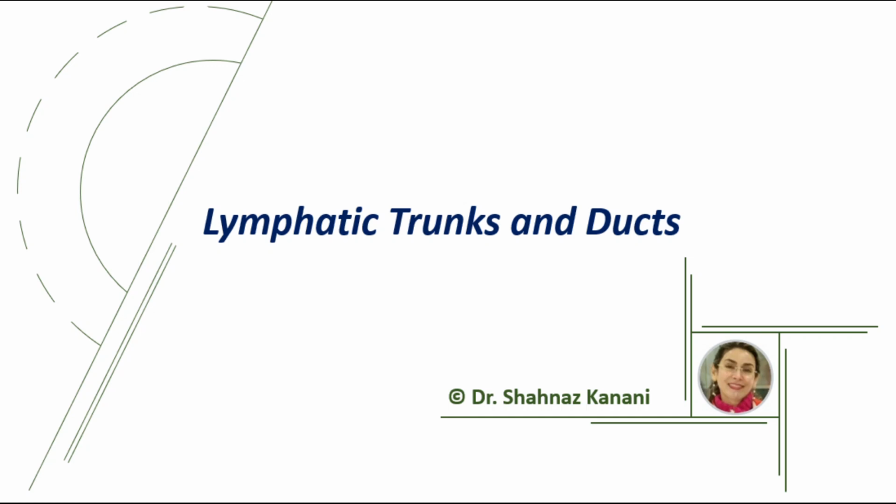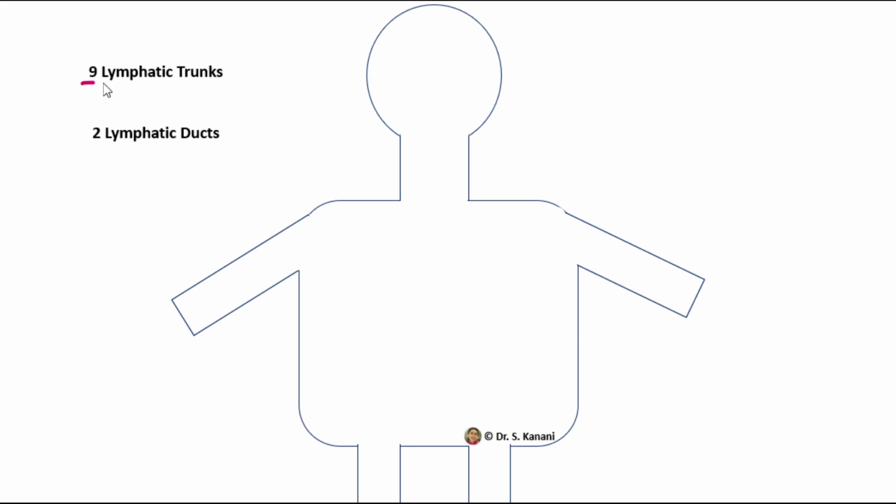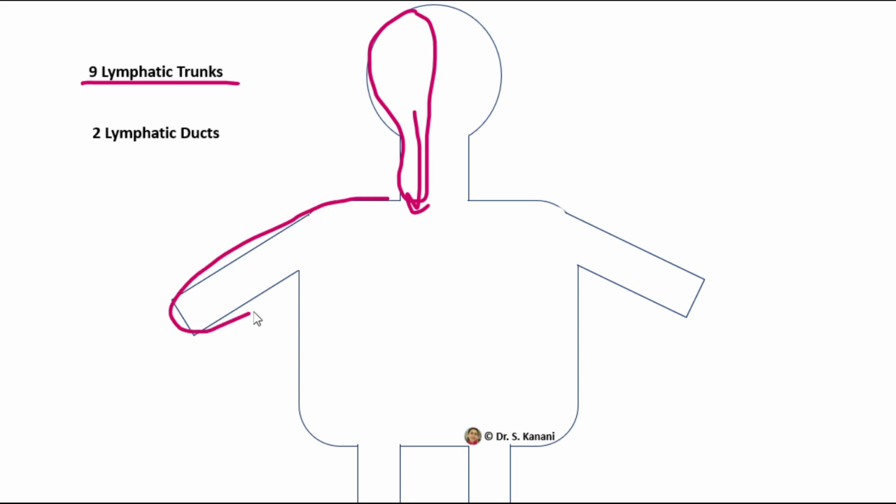In our lymphatic system, we have 9 lymphatic trunks. These are very large and long lymphatic vessels that collect lymph from a very large portion of the body. For example, from the entire one side of head and neck, lymph will be emptied into one lymphatic trunk, or from one upper limb and shoulder, lymph goes into another lymphatic trunk.